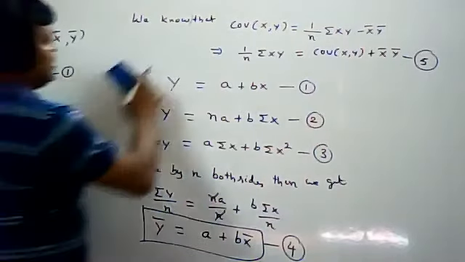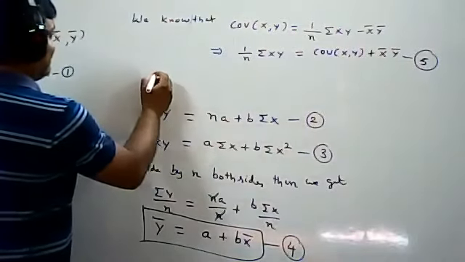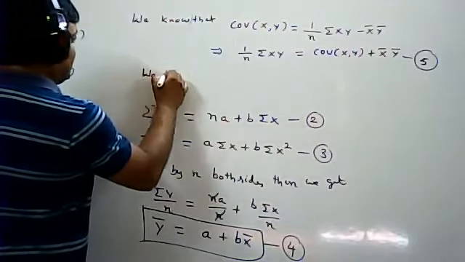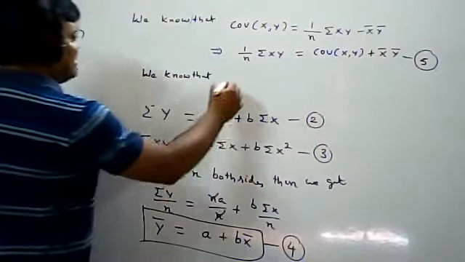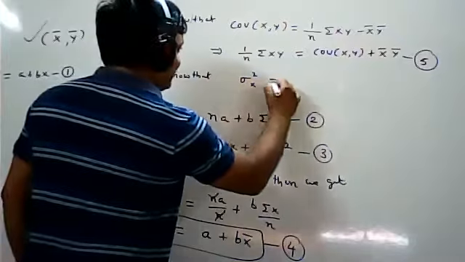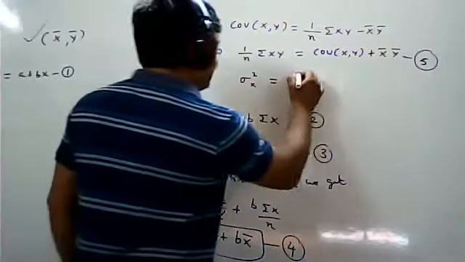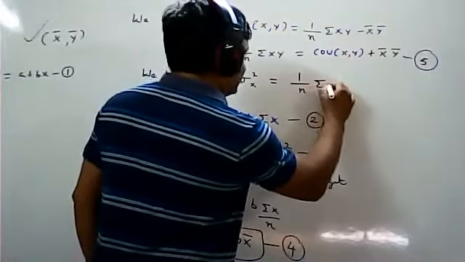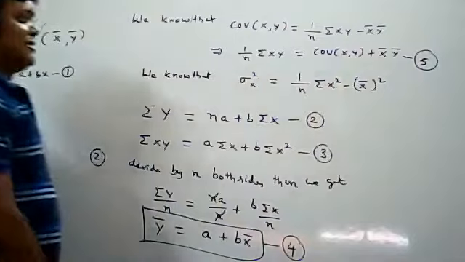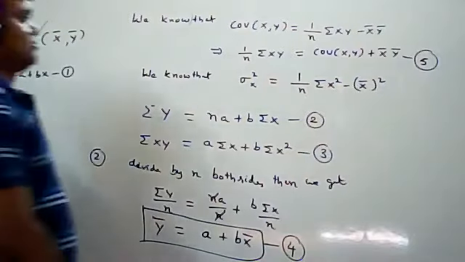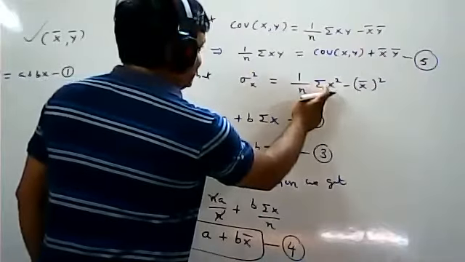Okay. Now I will consider one more formula. Already you have learned in correlation. So right, the next line. We know that sigma square x, otherwise variance of x formula. All of you know what is the formula? 1 by n summation x square minus x bar whole square. From this I will calculate 1 by n summation x square.